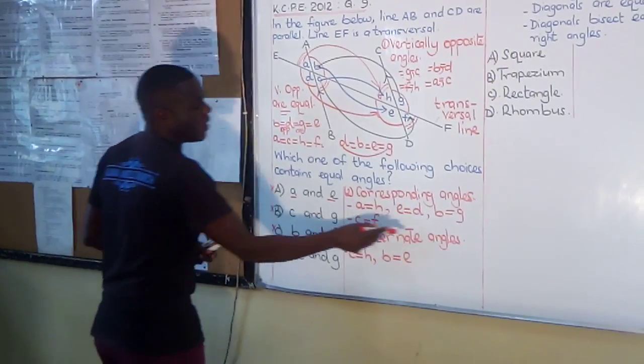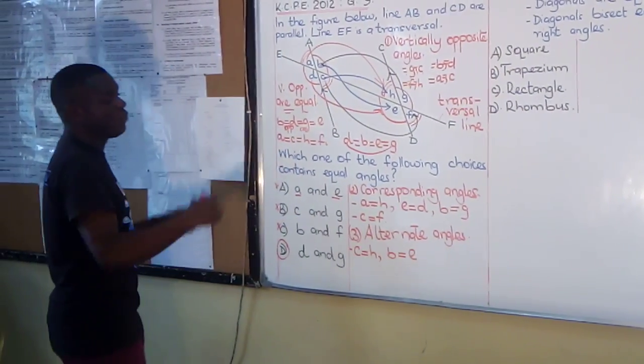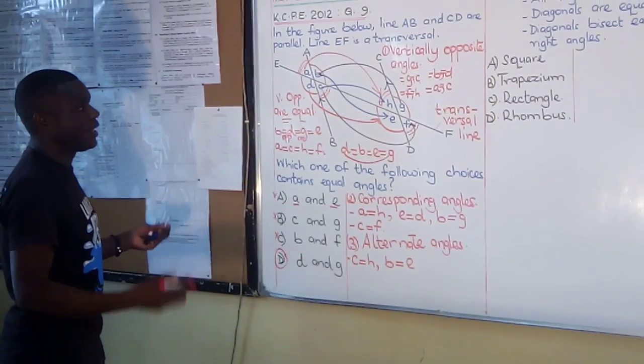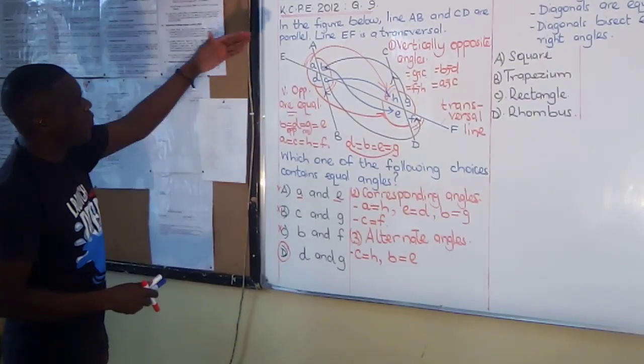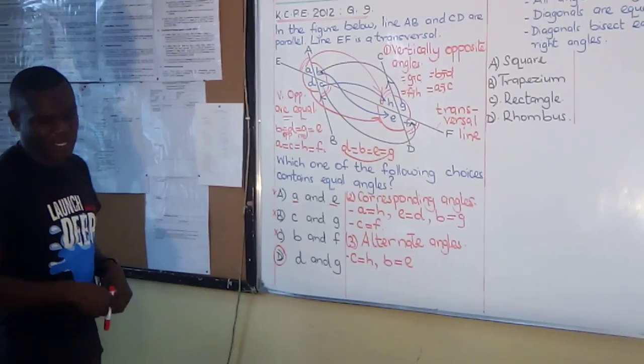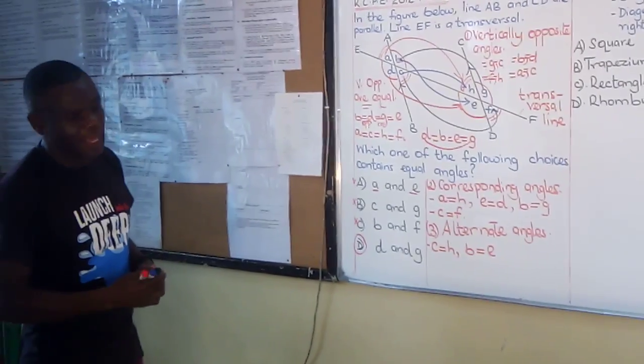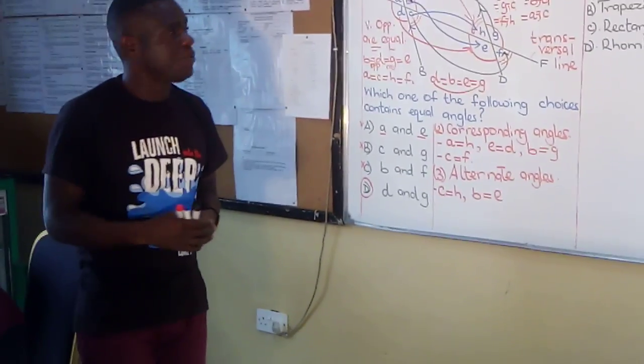Then alternate angles are equal. Look for the alternate angles in a diagram. So that's how we were supposed to answer that question. Boys and girls, I hope you do understand.